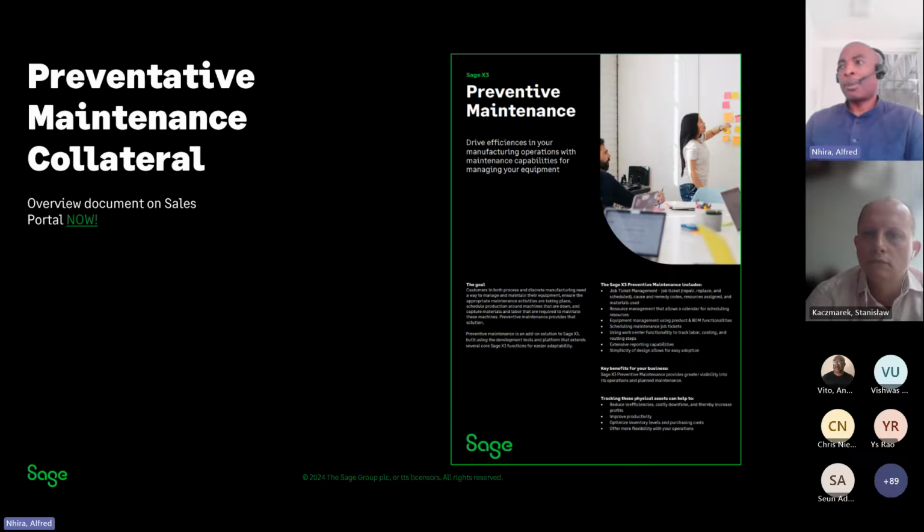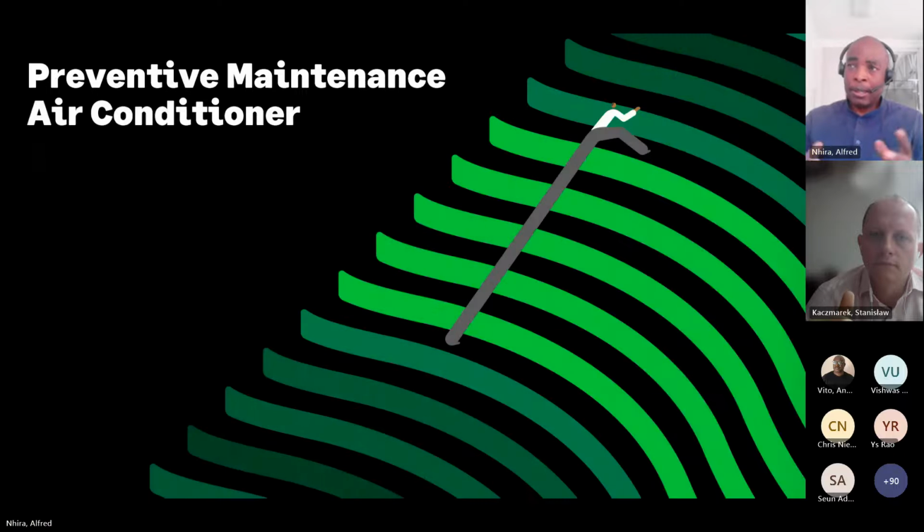Some of the collateral that you can find is on the sales portal. You can find the information that relates to preventive maintenance. Now, in terms of our use case, before I hand over to Stan, we are going to be looking at an air conditioner, just as guidance in terms of how we can manage in this industry.